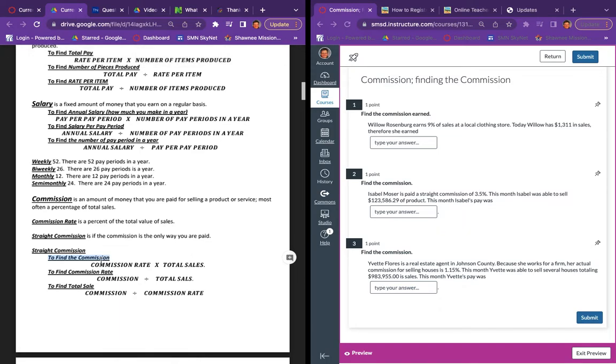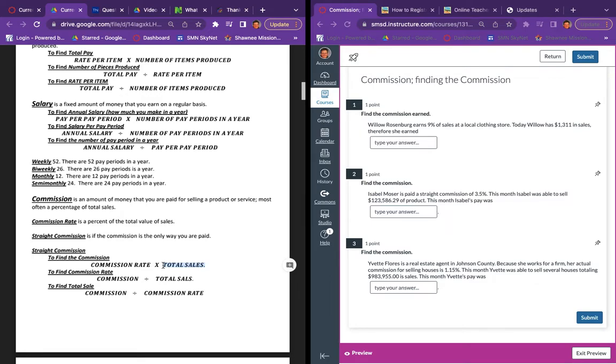And so it's going to be a straight multiplication problem. We're going to take the commission rate, and a commission rate is always a percentage number. And we're going to multiply it by how much merchandise you sold. So you come to work, you sell merchandise, and you're paid a percentage of what you sold. That's what we're doing here.